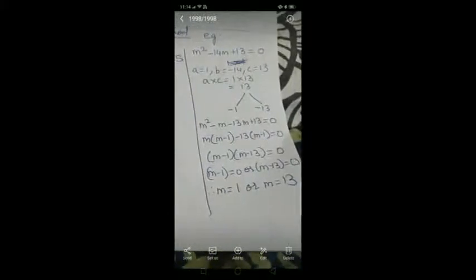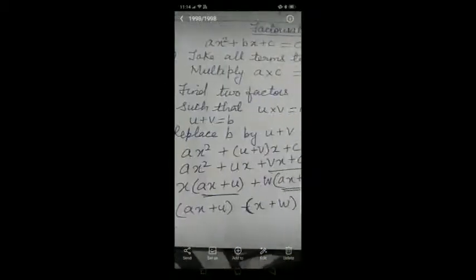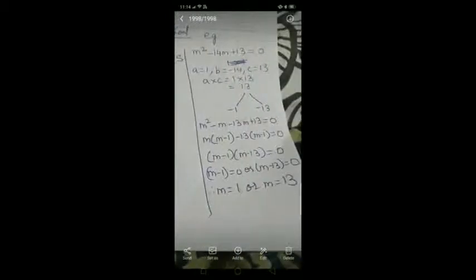Now I will just show you this with the help of an example. Now the equation is m square minus 14m plus 13 equal to 0. A is 1, B is minus 14 and C is 13. First step, what have I written here? Take all terms to the left. Now all terms are to the left. It is equal to 0.